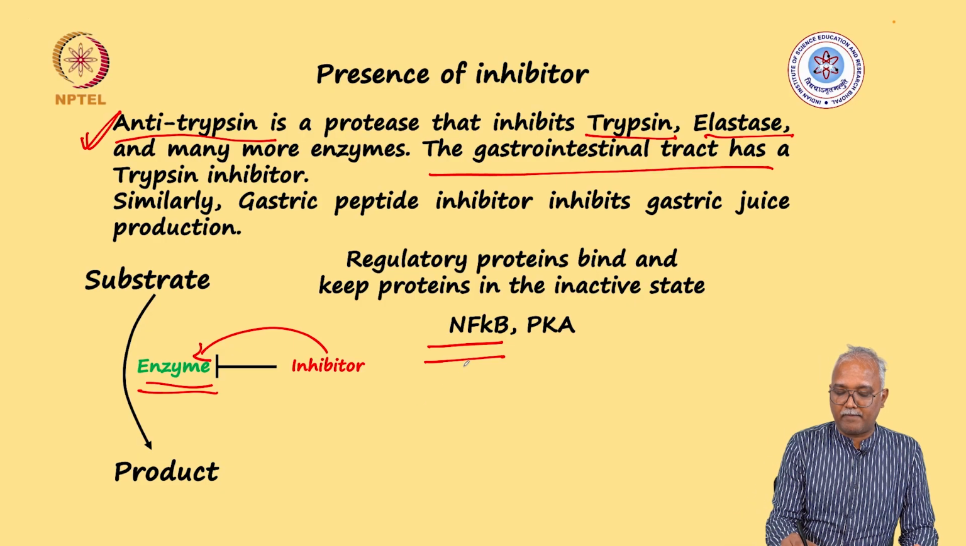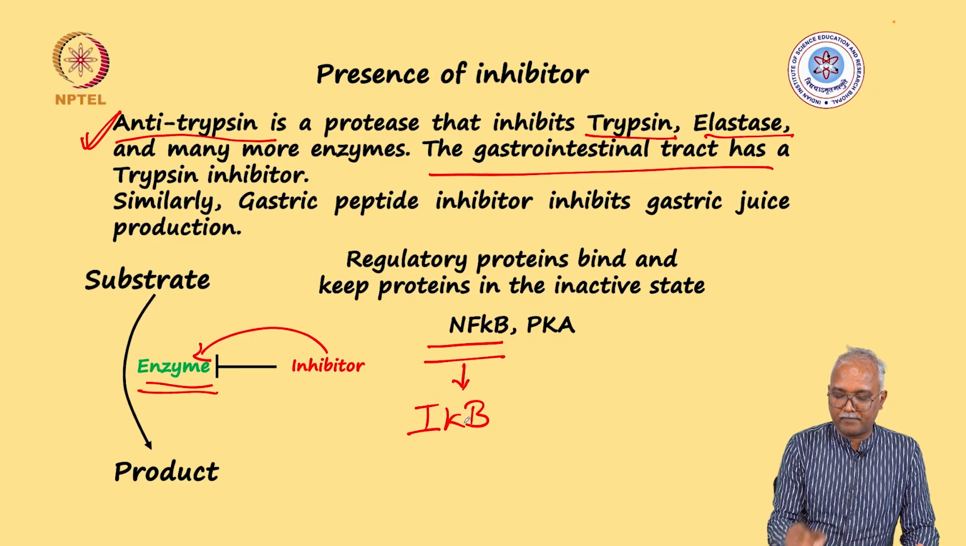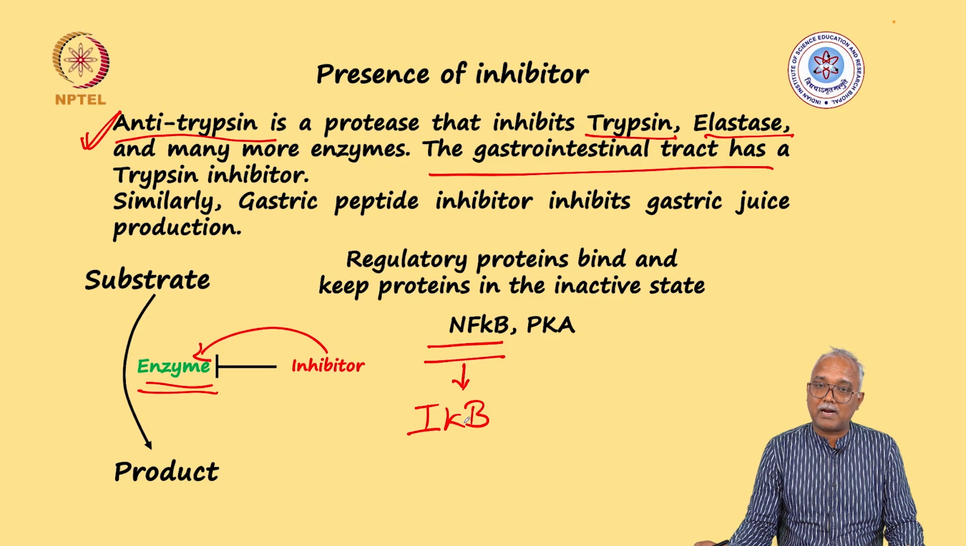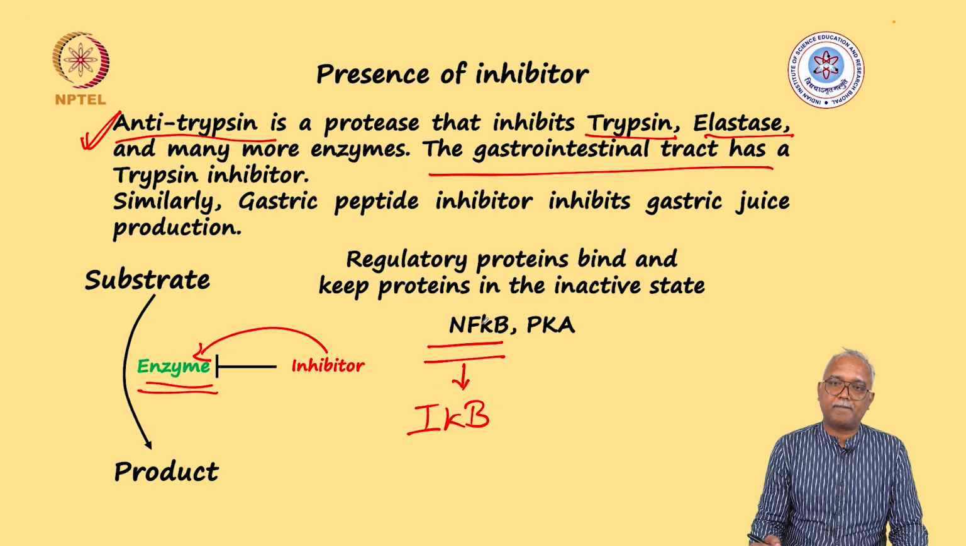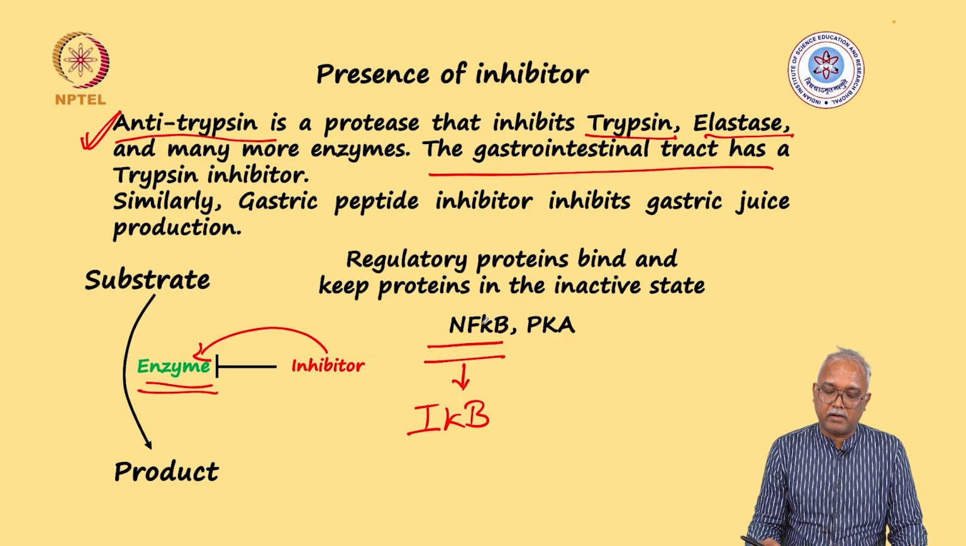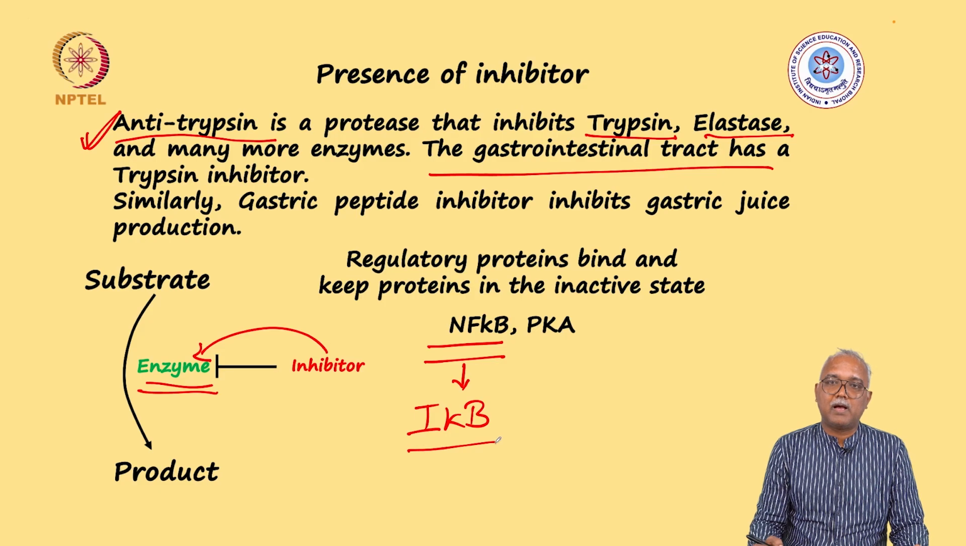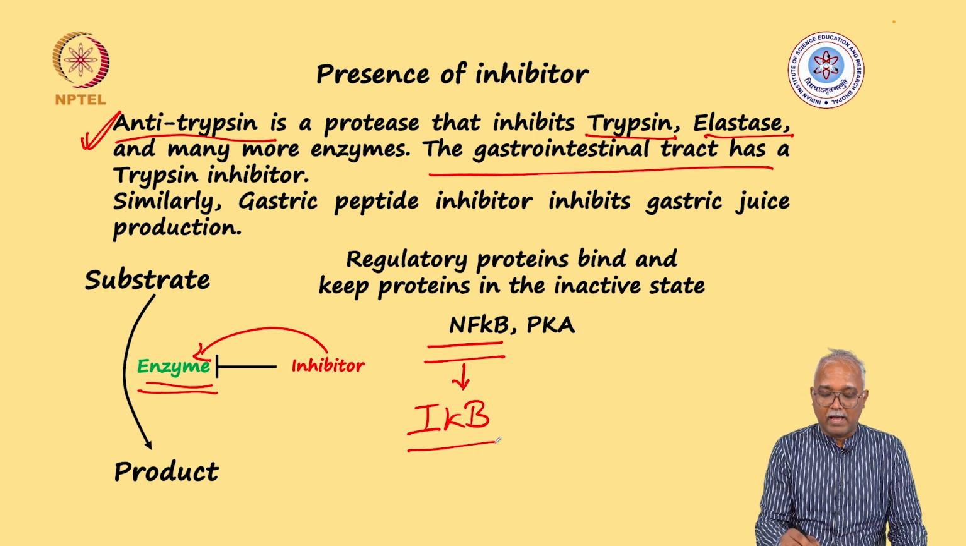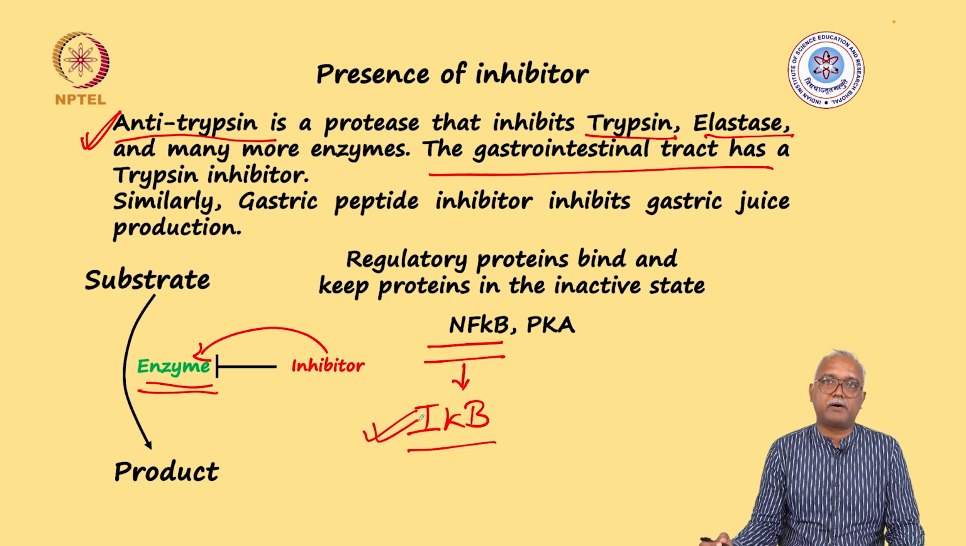Normally NF-kappa B is bound to its inhibitor called I-kappa B. So when this molecule needs to be kept in an inactive state and need not be signaling, it is bound to the inhibitor I-kappa B, and thus only when required the signal will come and remove this I-kappa B inhibitor so that NF-kappa B can be activated.